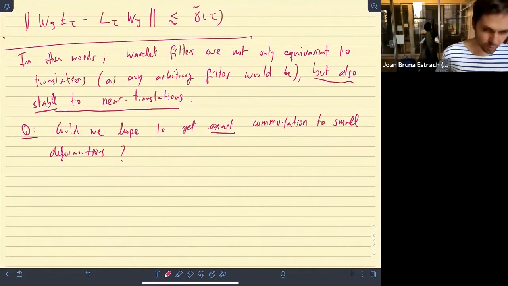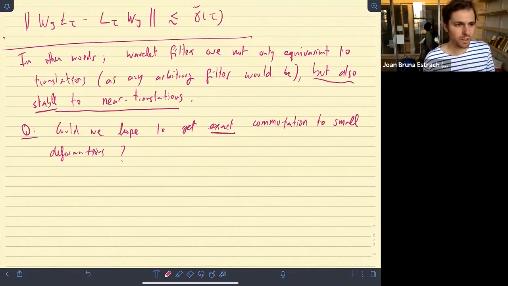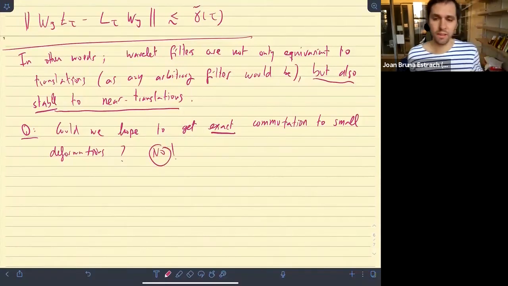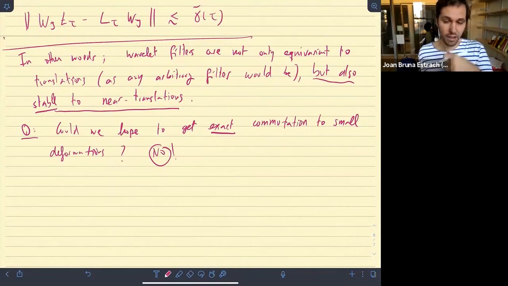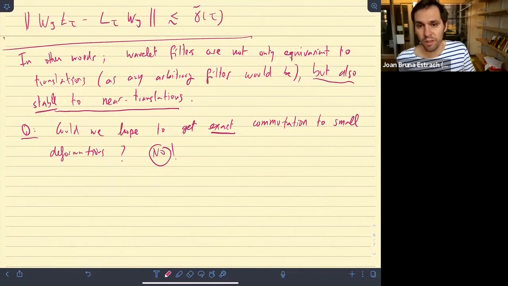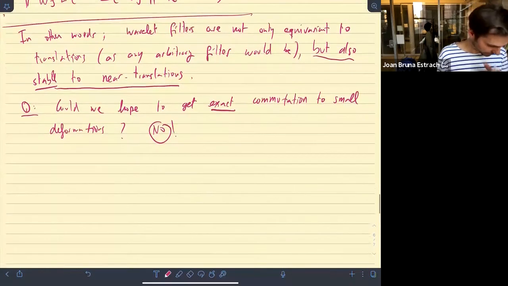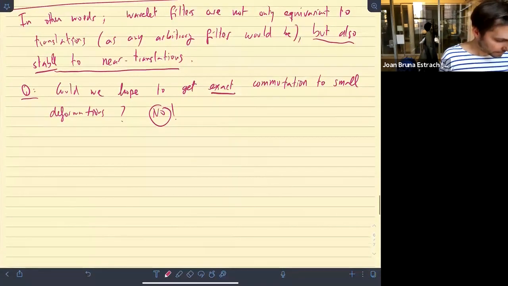Okay, so I hope that you could think a little bit about this question. Obviously, the answer is no, because this would mean that you have a convolution that commutes not with a small deformation, but with any diffeomorphism, because you can break a diffeomorphism into a composition of very small deformations. And so the diffeomorphism group is just too big. There's no linear operator that can commute with all of them. So basically, stability is the best you can hope for.